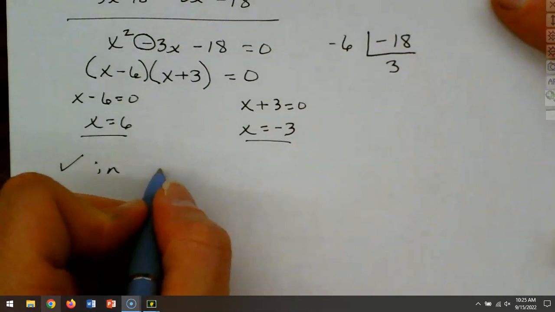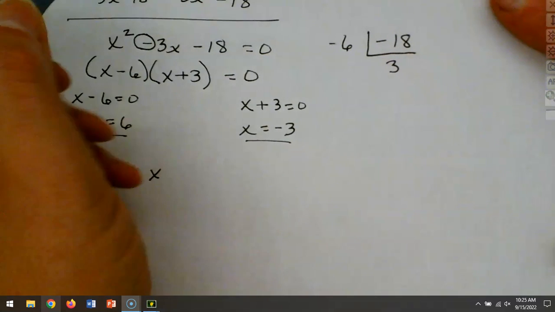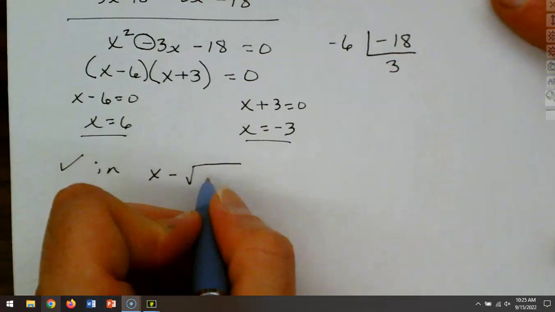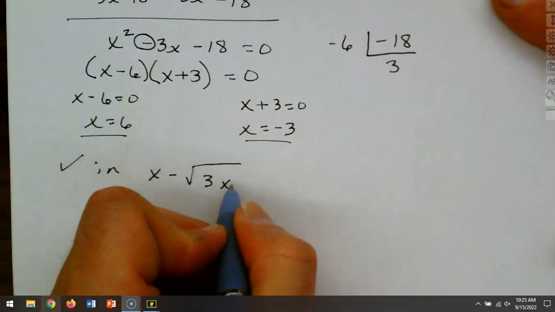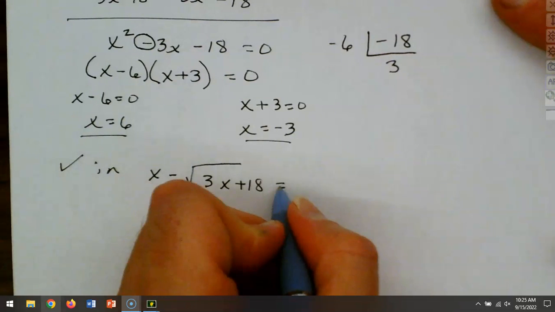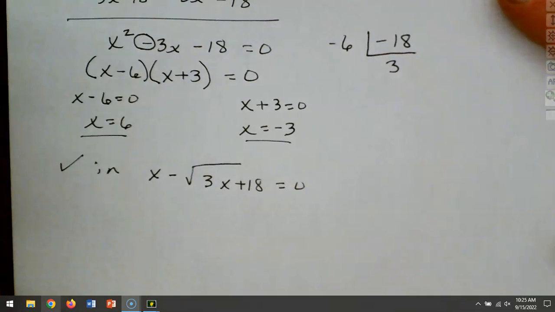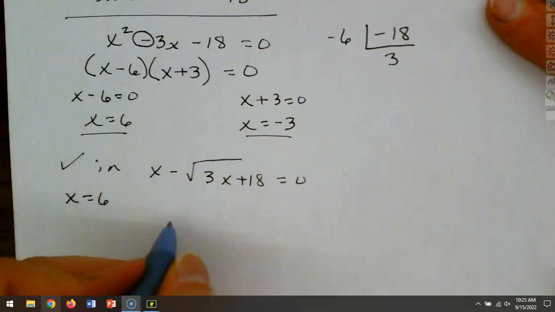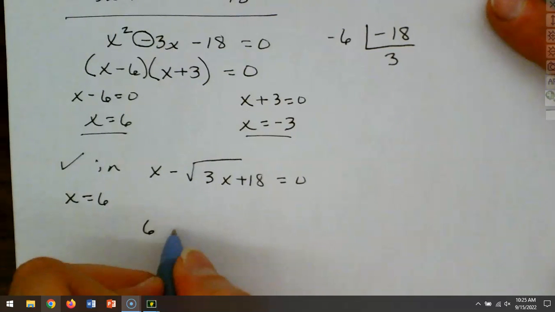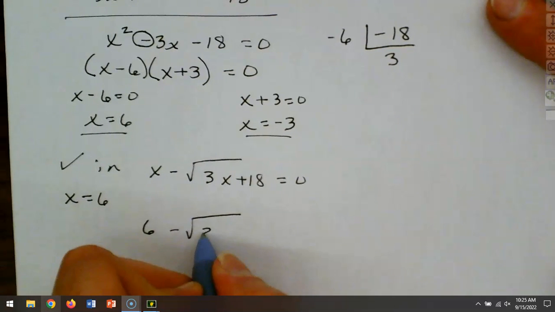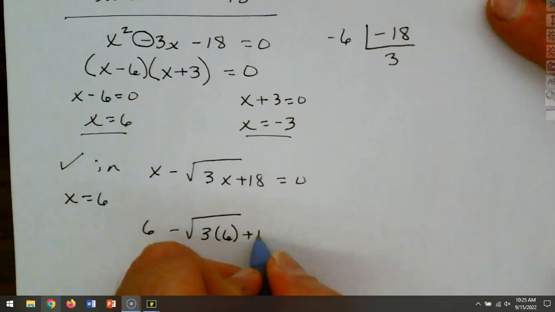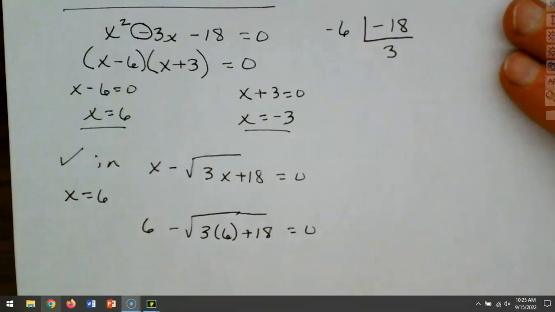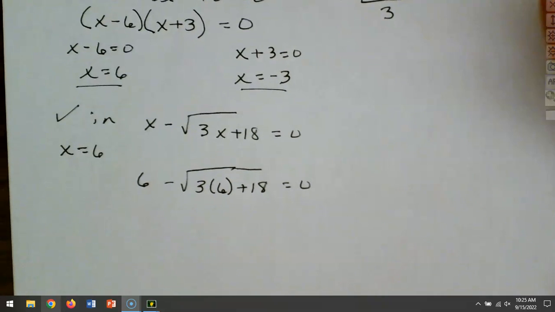So we take each one and we check it in the original. We can check it in the moved over version right before we squared it, or you can check it way back in the original. Doesn't matter either way. We'll just go ahead and check this back into our original equation way back up here. And let's start with 6. Now, one of these is going to work, one of them is not. Let's see if this one's going to work.